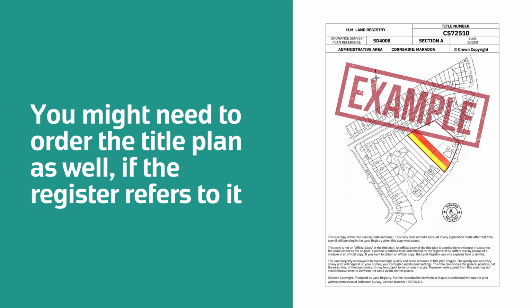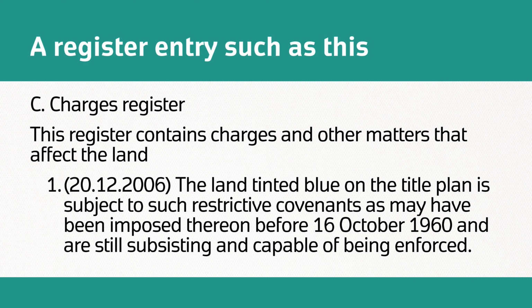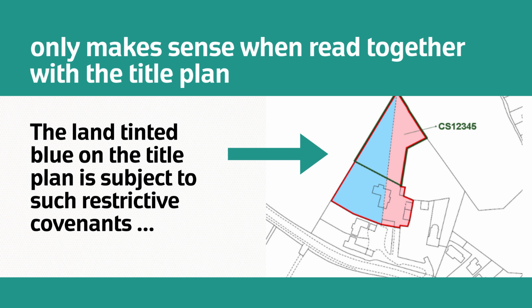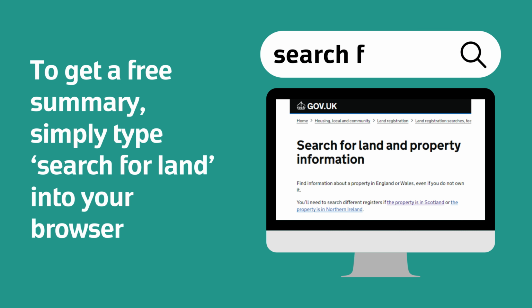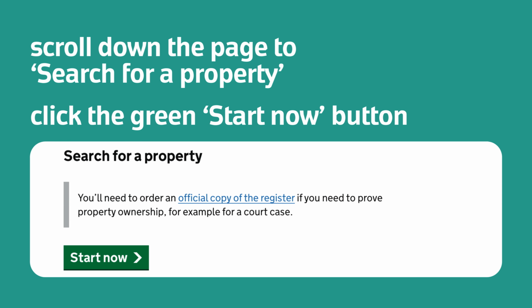For example, a register entry such as "The land tinted blue on the title plan is subject to such restrictive covenants as may have been imposed thereon," which only makes sense when read together with the title plan, as you can see in our example. To get a free summary, simply type Search for Land into your browser. Scroll down the page to Search for a property and click the green Start Now button. Then, simply follow the on-screen instructions.